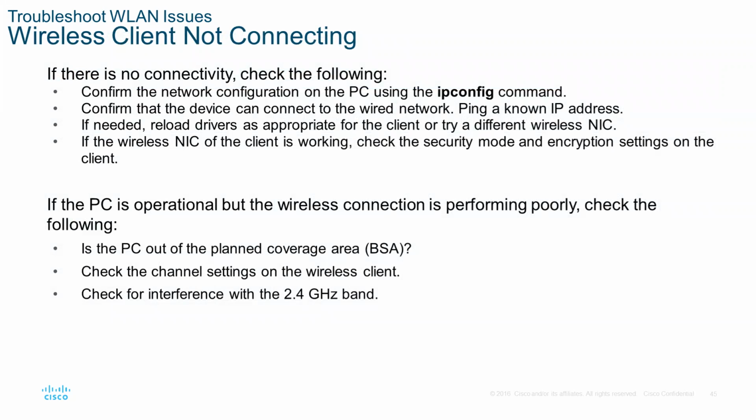If you are connected but it's performing poorly, one of the most common causes is that you may be too far away from the access point. You might have a new channel popping up from a neighbor which may be causing you interference, so you may need to check your channel settings.